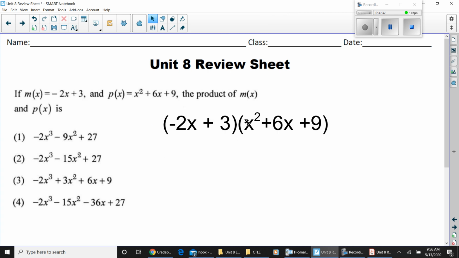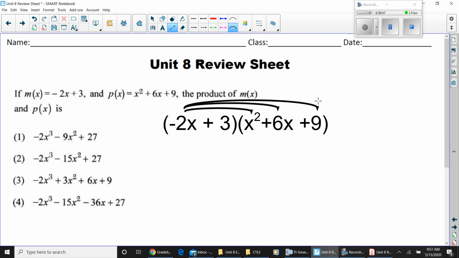Go ahead, what I'm saying about distributive property, you're going to take the negative 2x and distribute it. And then you take the 3 and distribute it, and then combine all like terms, put them in standard form, and one of these answers will be correct. Go ahead, try the problem, press pause now.